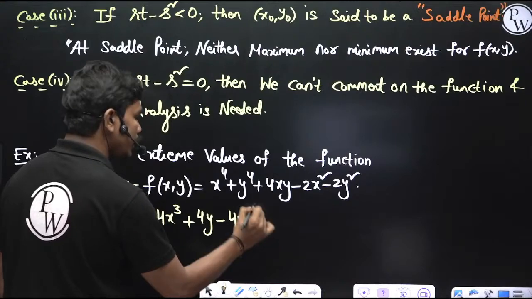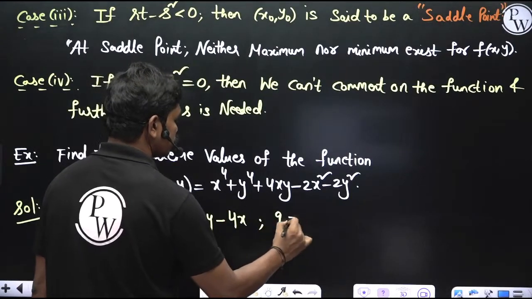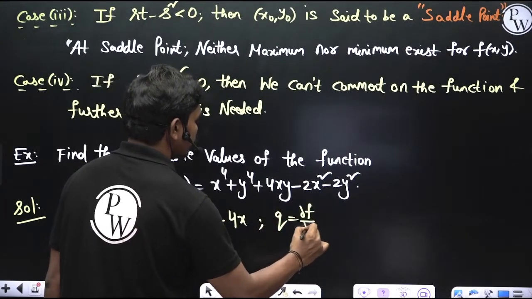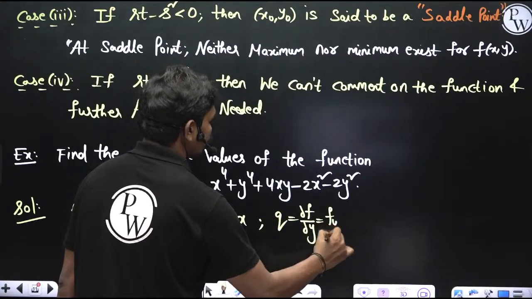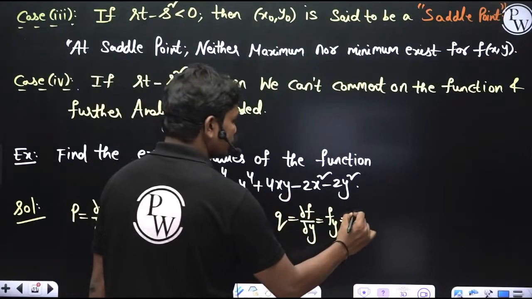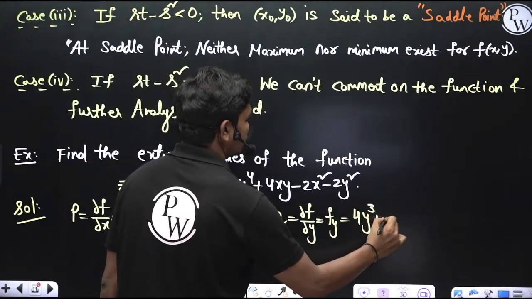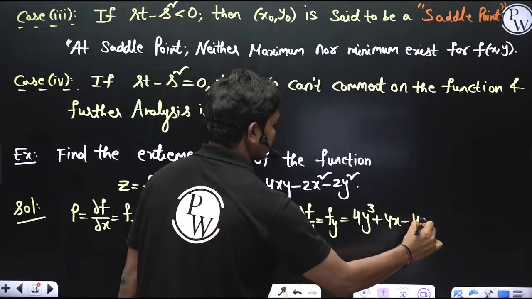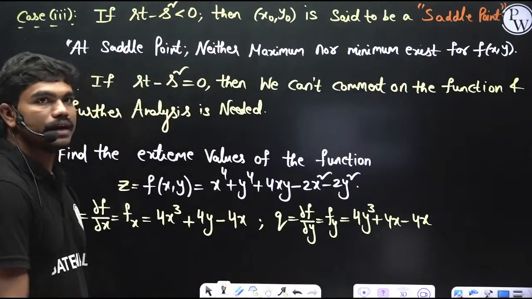So if you differentiate, you get 4x cube plus 4y minus 4x. This is p. And what about q? Dou f by dou y, which is fy, is 4y cube plus 4x minus 4y actually. So these are the p and q values.